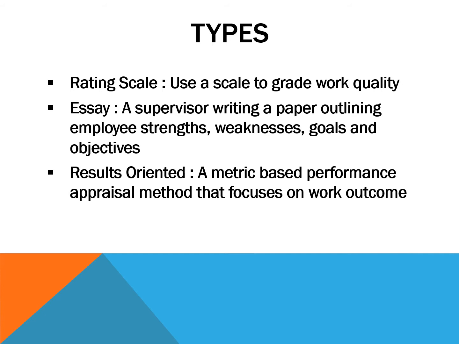There are all different types of performance appraisals. First, there is a rating scale that one can use, which is just a scale to grade the work quality. Next would be an essay type of performance appraisal, where a supervisor would write a paragraph or a paper outlining an employee's strengths, weaknesses, goals, and objectives. There's also results-oriented, which is a metric-based appraisal method that focuses on work outcome.